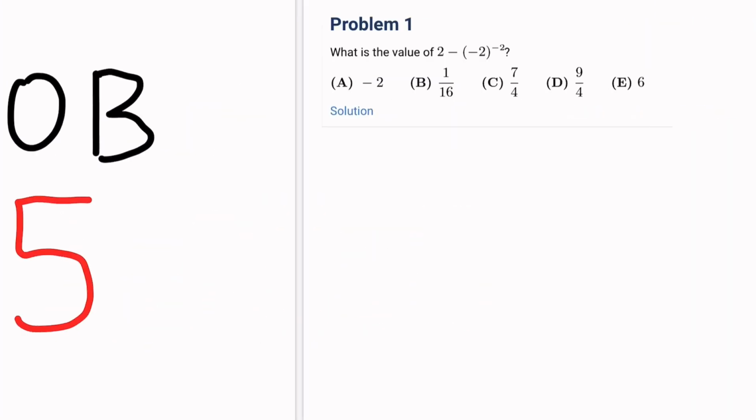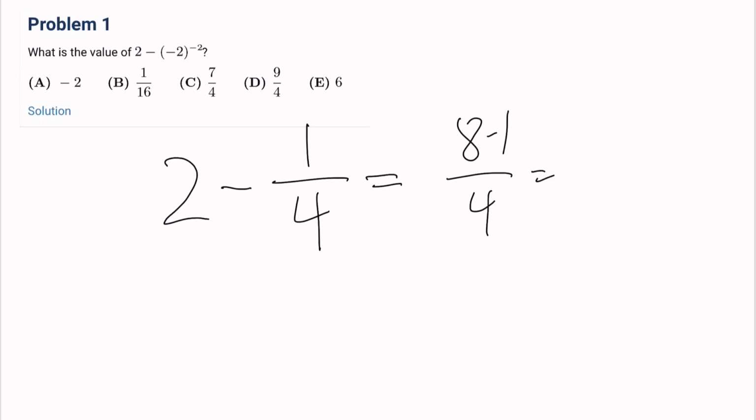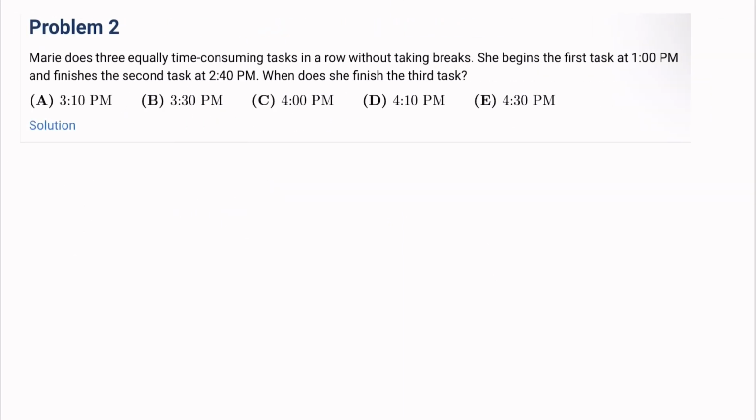So let's get started. First problem, what is the value of 2 minus negative 2 to the negative second power? So it's 2 minus negative 2 squared over 1, and negative 2 squared is 4. So it's 2 minus 4, so it's 2 minus 1 over 4. So this is 8 minus 1 over 4 equals 7 over 4. The answer is C.